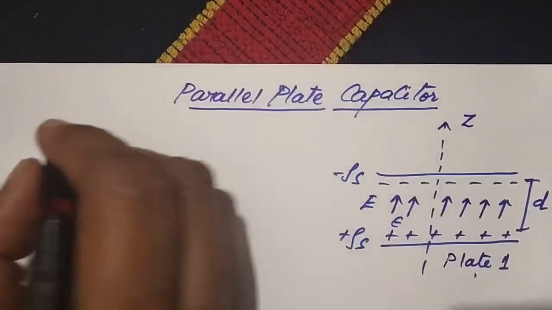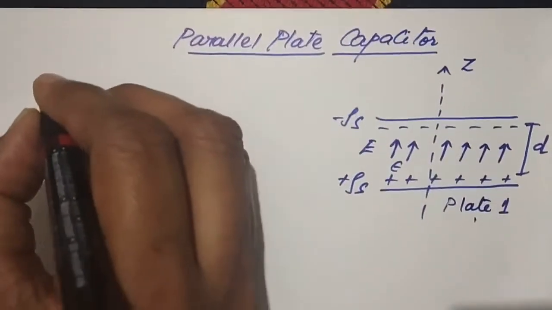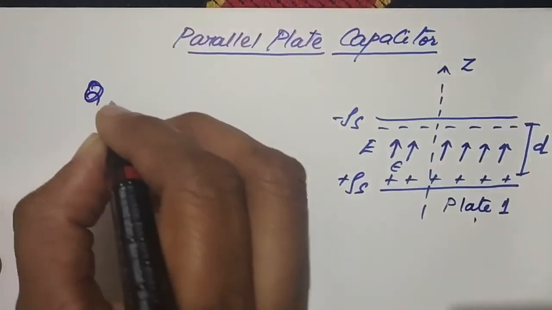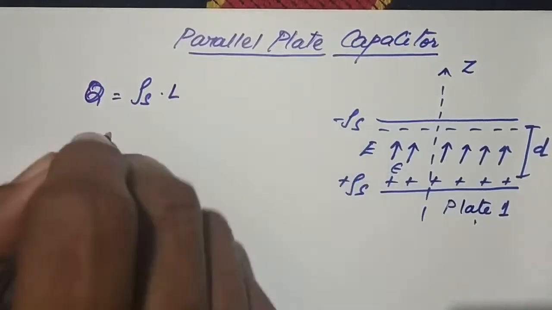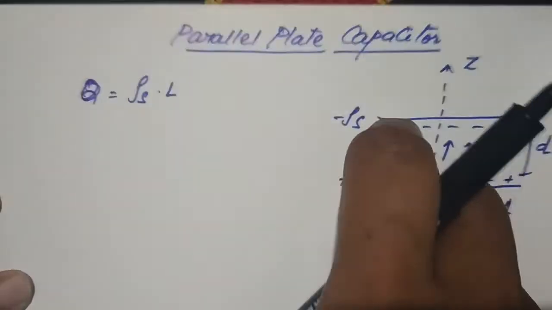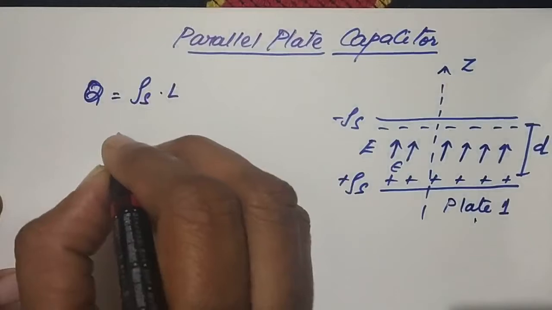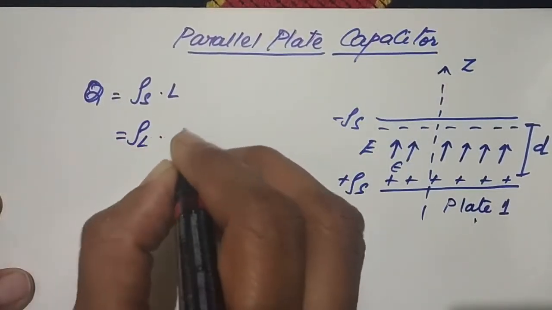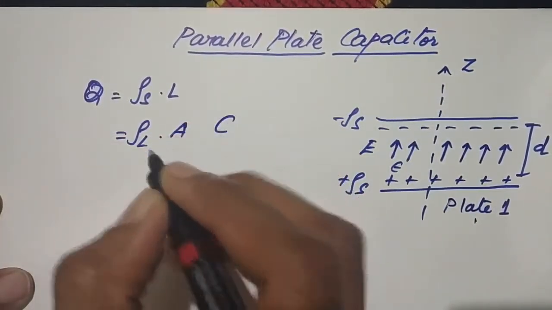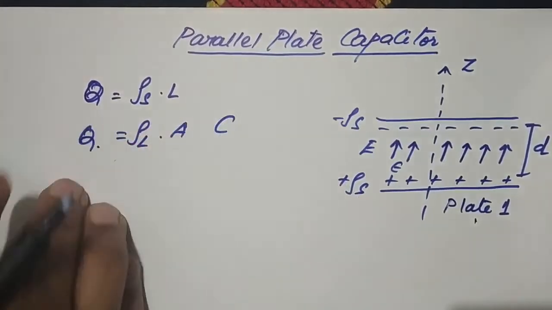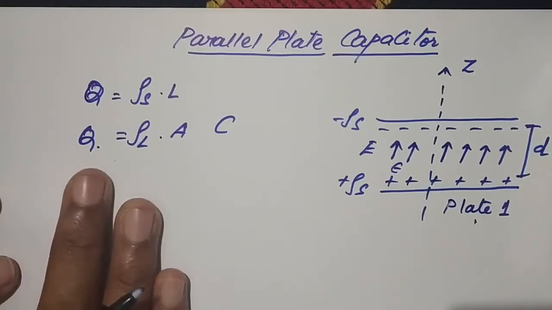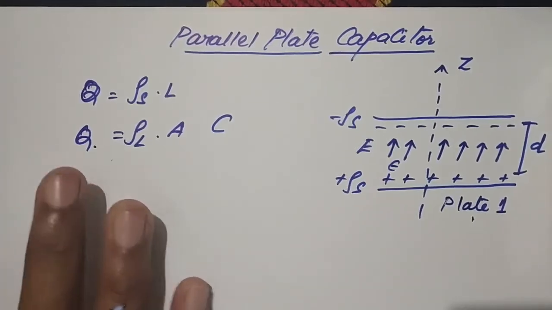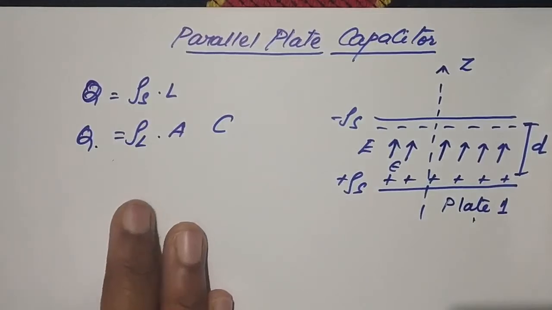Now, as we already know, the charge Q is equal to rho s into the area, so I'll just replace this with rho s into A coulomb. This charge has the same magnitude on both plates, but they are opposite charges.